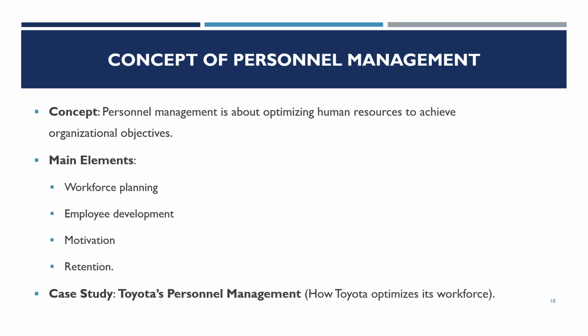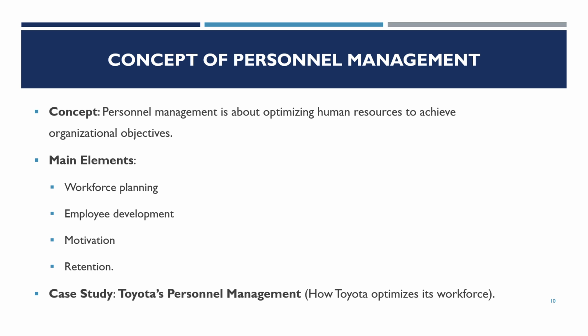Now, what are the main elements of personal management? They are workforce planning. Second is employee development. Obviously, employee development is about how employees become skilled. If you want them skilled, you have to train them, as we saw in the last slide, where the important points were recruitment and training. So that comes up here as employee development.